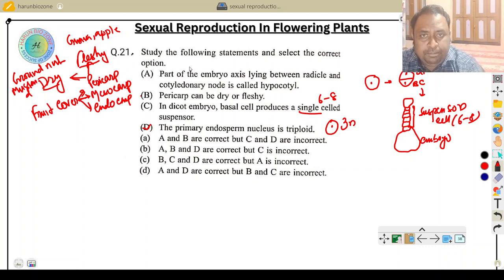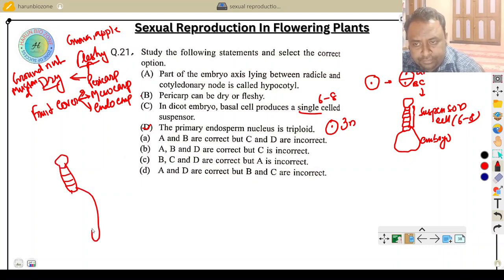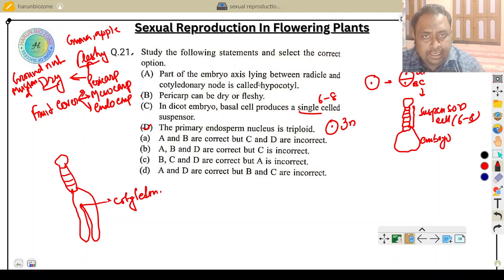Okay, part of the embryo axis lying between radical and cotyledonary node is called hypocotyl. Suppose this is the suspensor cell and this is the cotyledon. This is the cotyledonary node, and this is the radical portion. The radical portion is called hypocotyl, and the cotyledon portion is called epicotyl. From the epicotyl the shoot system is produced, and from the hypocotyl the root system is produced.